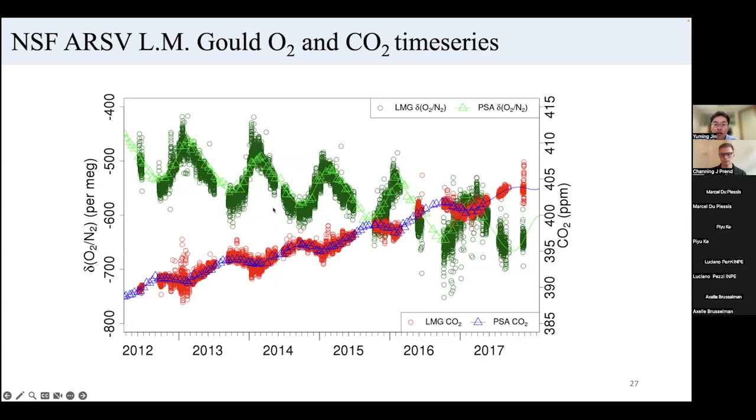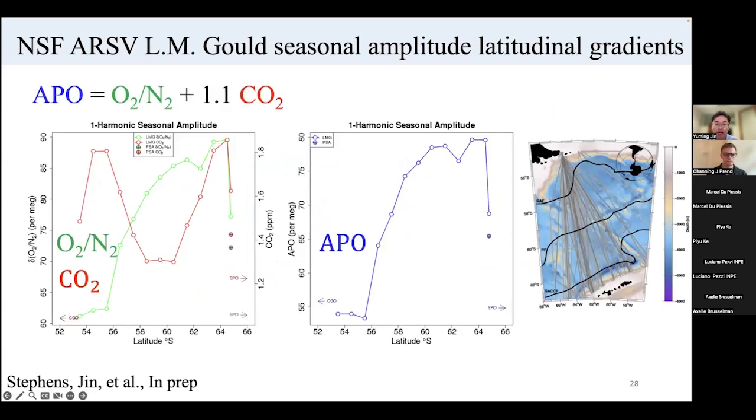You can see the shape measurement is consistent with the polymer station flask measurement. And you can see the seasonal cycle in shape oxygen anti-correlates with the shape CO2 measurement. It suggests a clear biological effect over the Drake Passage here. The shape data also allow us to look closely at the latitude change over the Drake Passage.